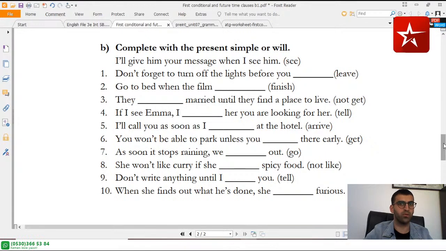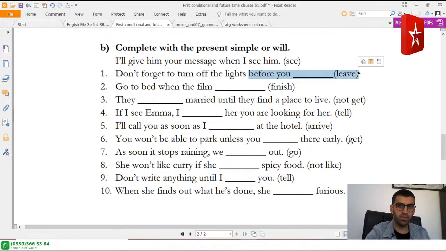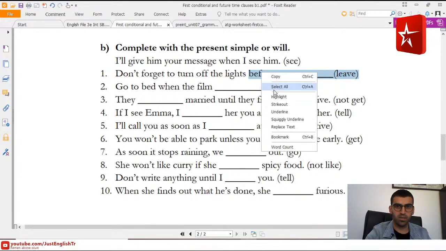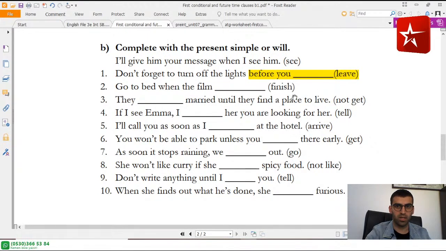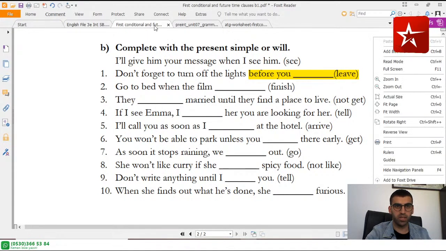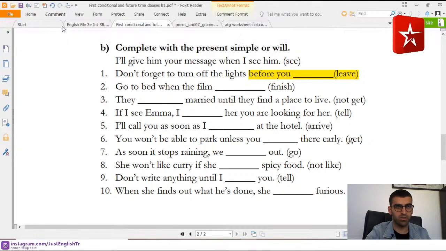For number 1, don't forget to turn off the lights before you leave. Yes, before you leave. Before is like the if clause. Let me highlight it in order to show you. This is the if clause. Before you leave, the correct answer. I'm gonna add comment. Yes, not.